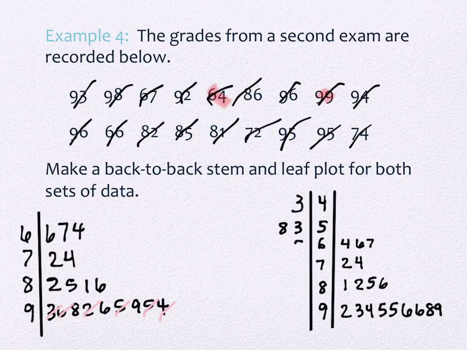I have a 67. And then I have 4, 4, 6, and 7. And there is 0, 2, 7, 7, 8, 9, and then I have 0, 0, 4, and 4.